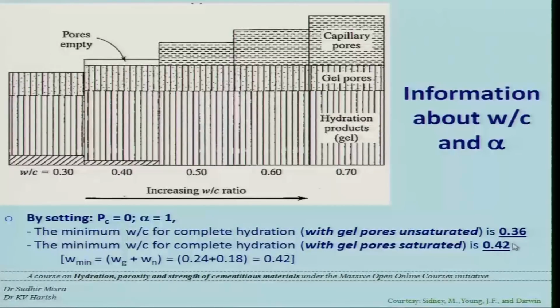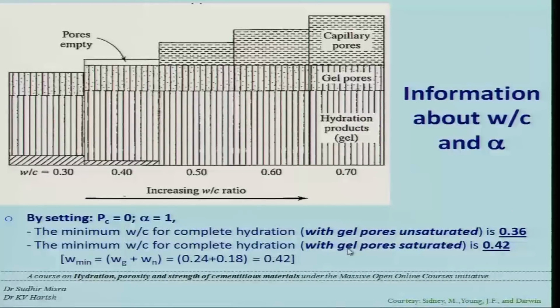So how he arrived at 0.42 is that the value that he got from evaporable and non-evaporable water content, he basically added those two things because alpha equal to 1. So 0.24 into alpha plus 0.18 into alpha, since alpha equal to 1, it gives 0.42.